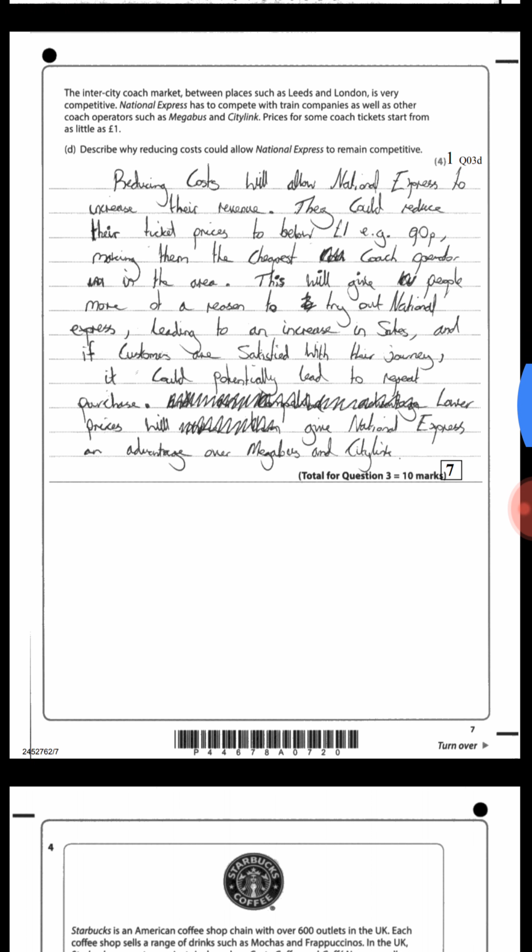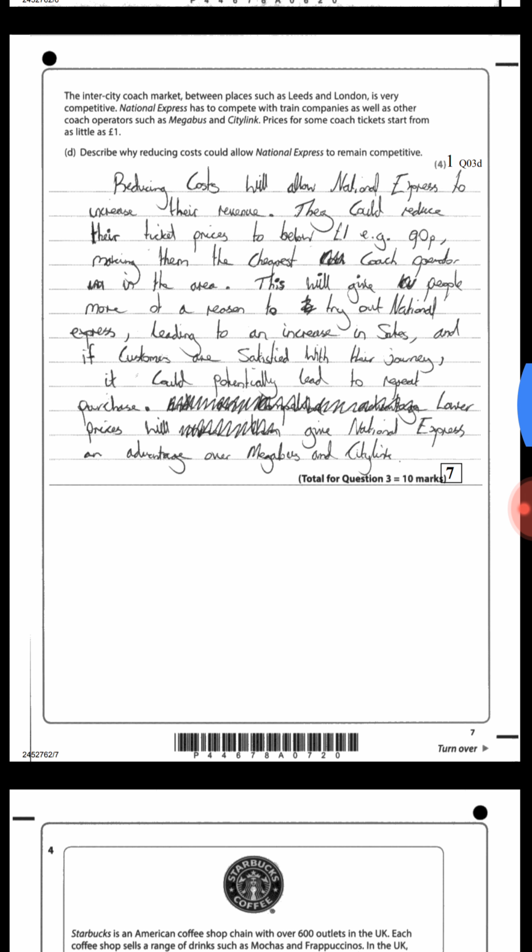Question number 4. The intercity coach market between places such as Leeds and London is very competitive. National Express has to compete with train companies as well as other coach operators such as Megabus and CityLink. Prices for some coach tickets start from as little as £1. Describe why reducing costs could allow National Express to remain competitive.